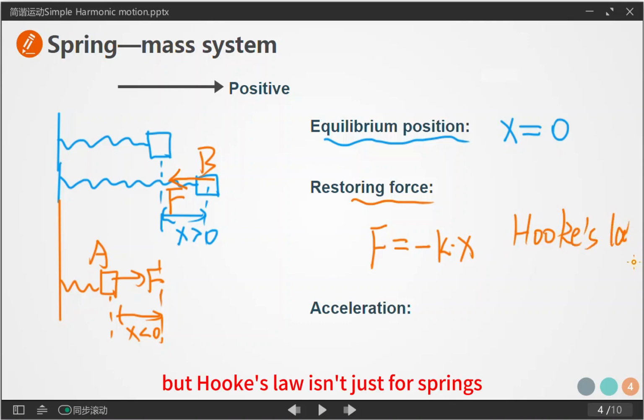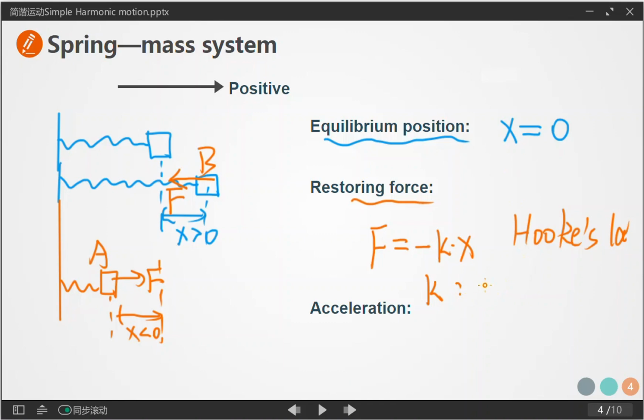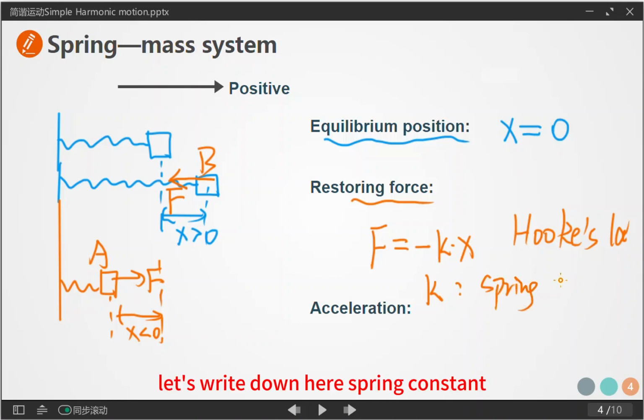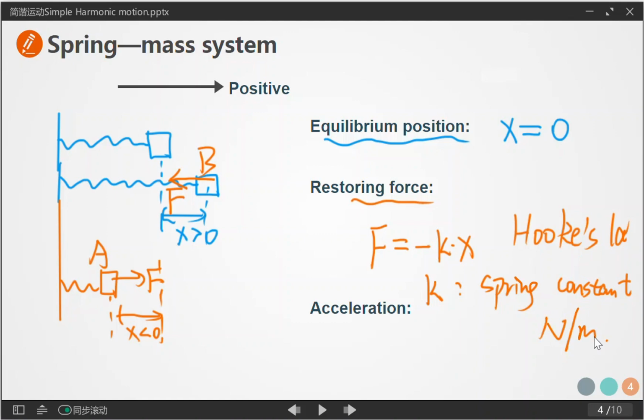But Hooke's law isn't just for springs. It also applies to other oscillating solids, and the proportionality constant k is the spring constant, or spring stiffness constant. Let's write it down here: spring constant, or spring stiffness constant, and its unit is newton per meter.